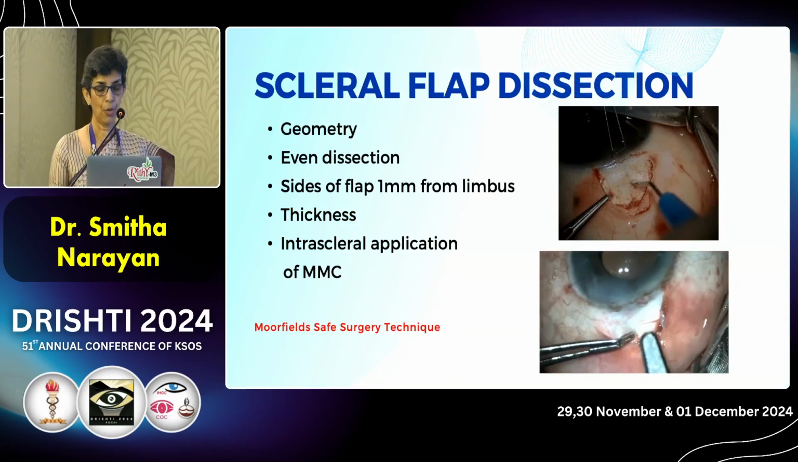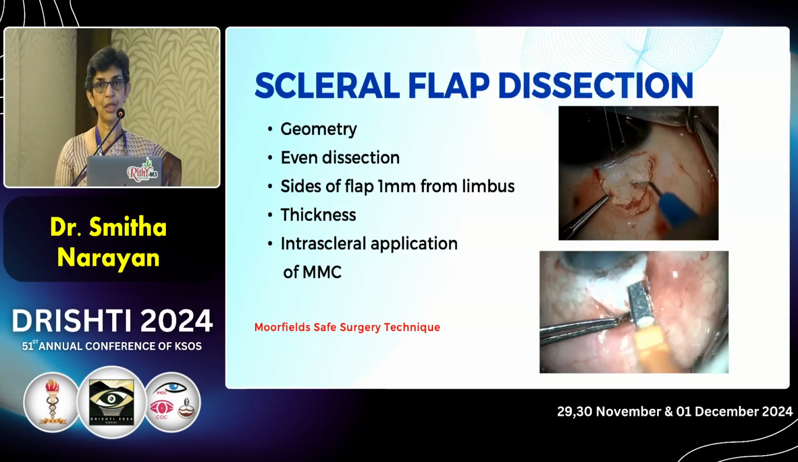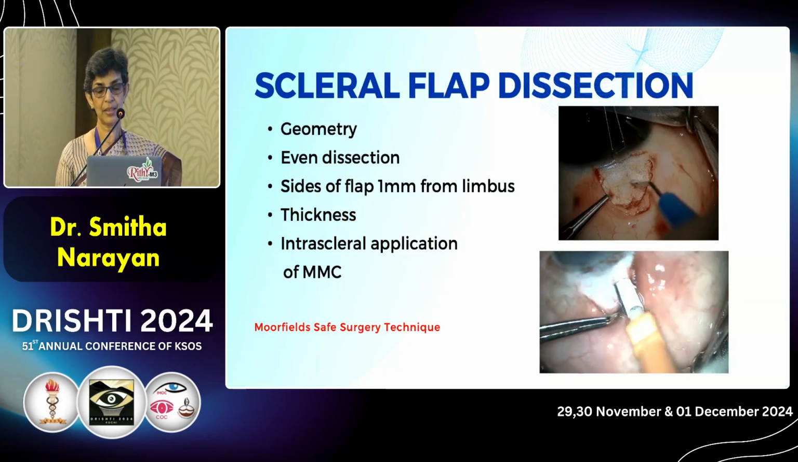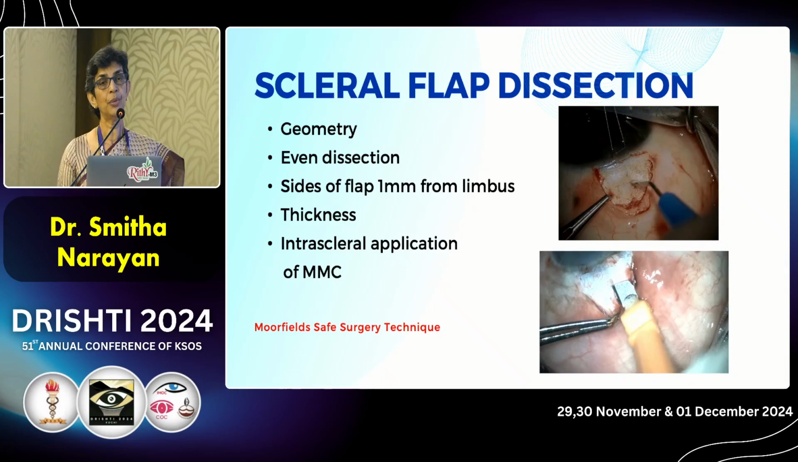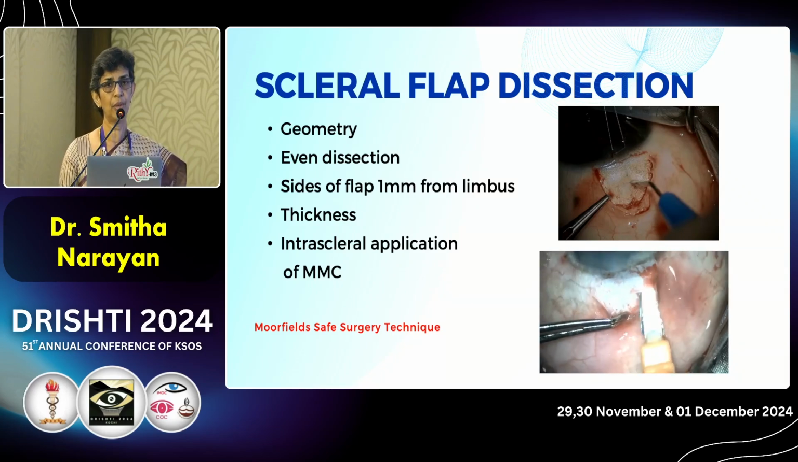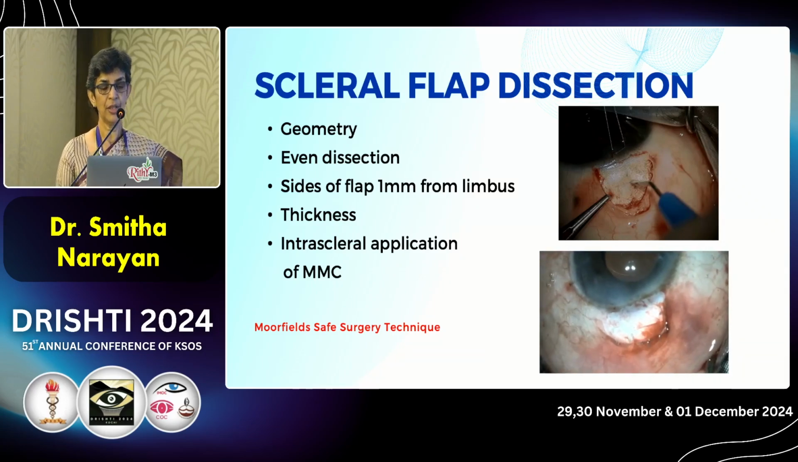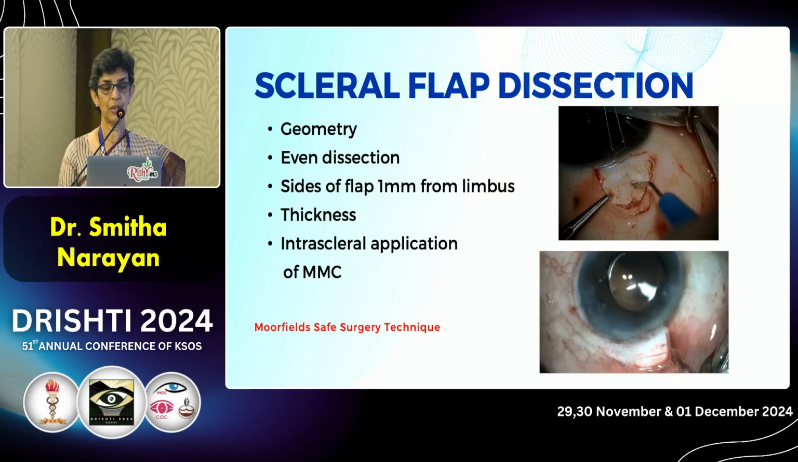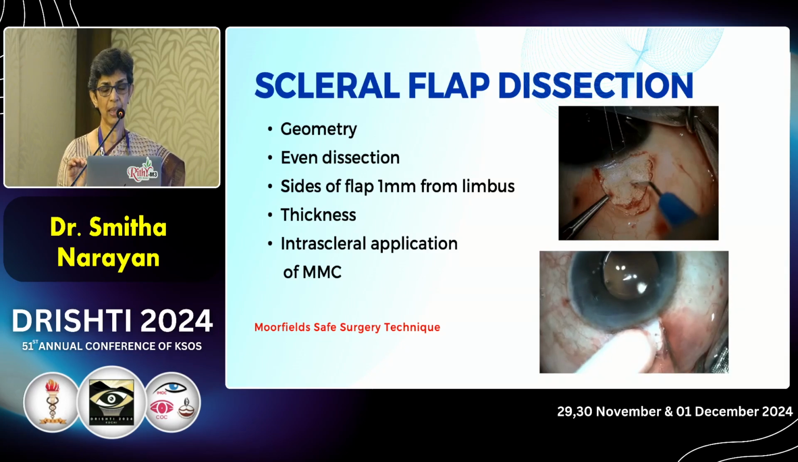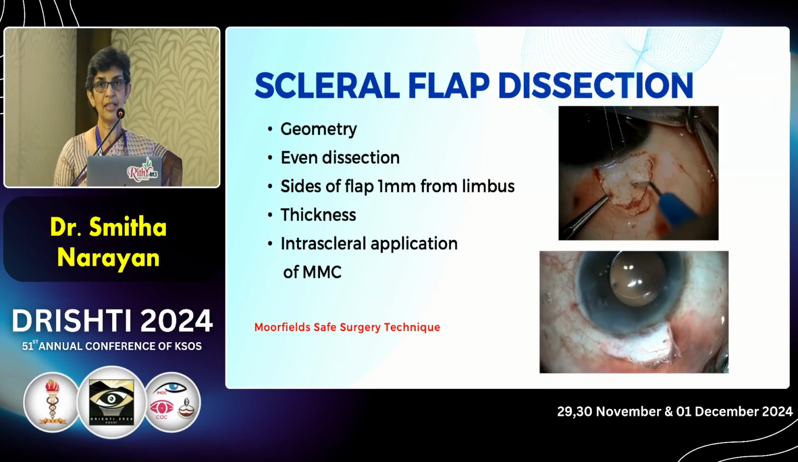Then the step of scleral dissection. I usually make a 4 by 3 millimeter rectangular flap. You can have a rectangular or a triangular or a trapezoid flap, that is your choice. But finally, the geometry doesn't make much of a difference. The dissection should be even.